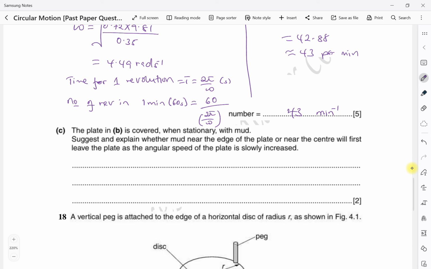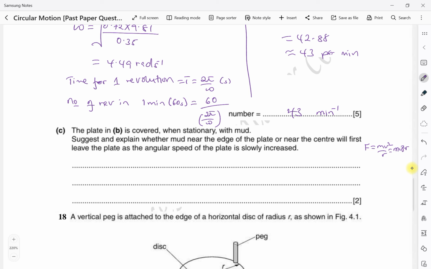Then the plate in B is covered when stationary with mud. So I just had to explain whether mud near the edge of the plate or near the center will first leave the plate as the angular speed of the plate is slowly increased. Okay, so of course we know that centripetal force, the force which keeps them there, is equal to mv squared over r, which is the same as m omega squared r, because v equals omega r.